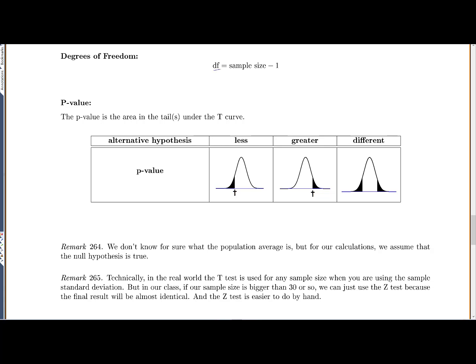Now in practice, in our world, computers do everything, so we just use the t-test anytime we have a sample standard deviation. But for our class where we're doing it by hand, we'll just use a z-test if our sample size is bigger than 30.